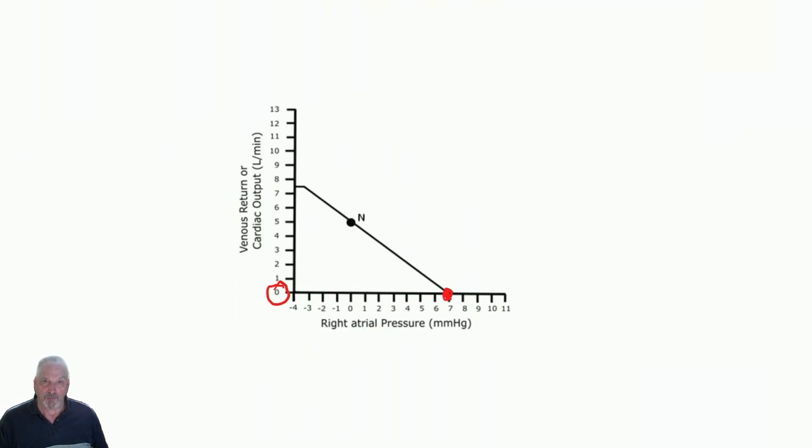Starting fresh, we can look at what happens if the slope of the venous return curve changes. One thing that could happen is the slope of the venous return curve could become more shallow. The other thing that could happen is the slope of the venous return curve, or the resistance to venous return curve, could become steeper. And now we have to figure out whether a steeper curve is an increase or a decrease in resistance.